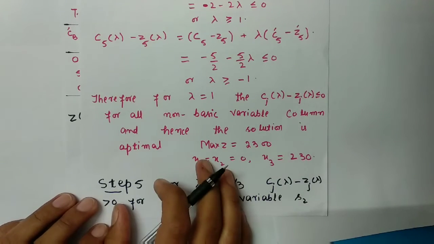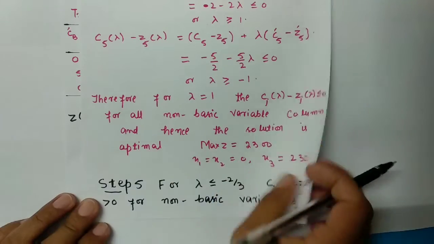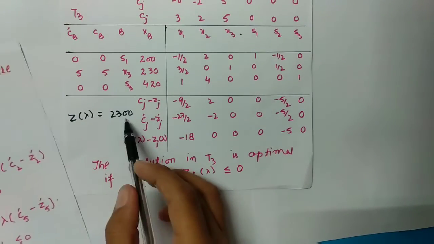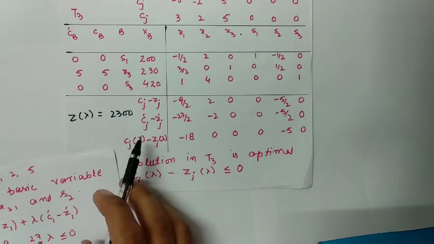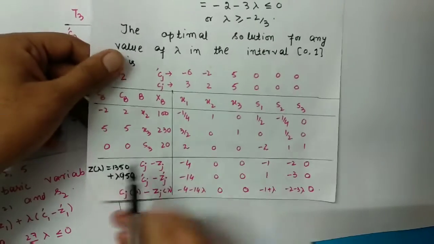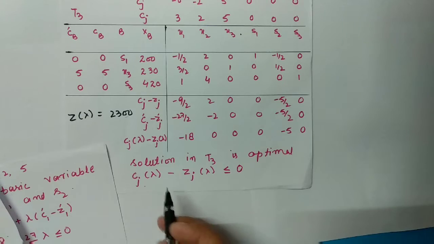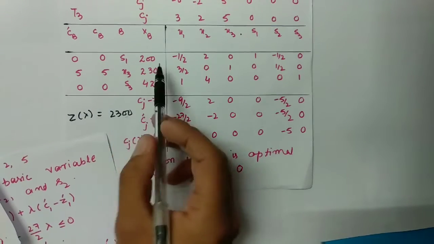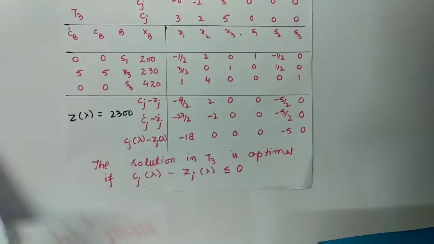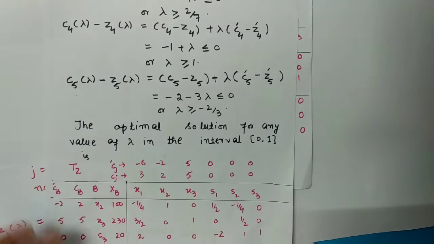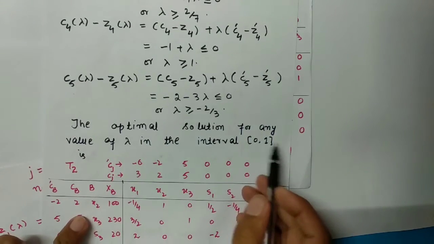For lambda is equal to 1, we have the required optimal solution, and this is the maximum Z. Okay, how will we get maximum Z? By putting lambda is equal to 1 in the above table, in table 1. I will get maximum Z and the value of x1 is 0, x2 is 0, and x3 is 230. Now we first of all check the improvement of solution for lambda greater than 1.